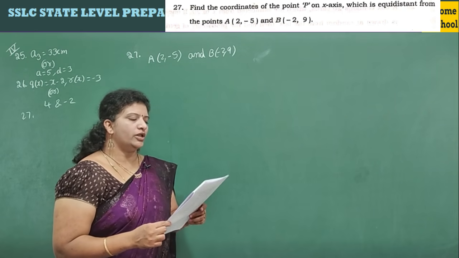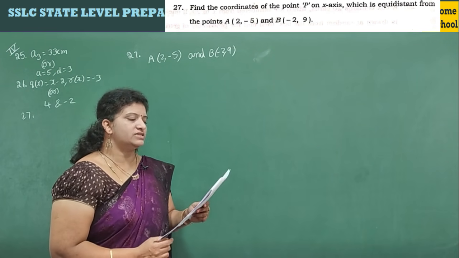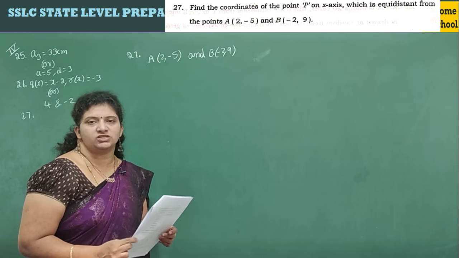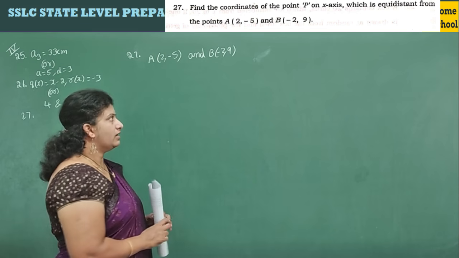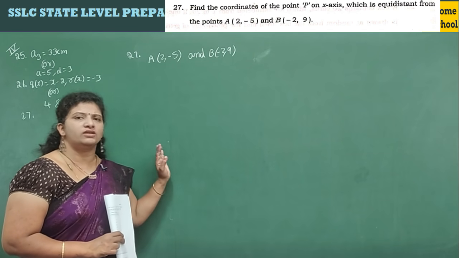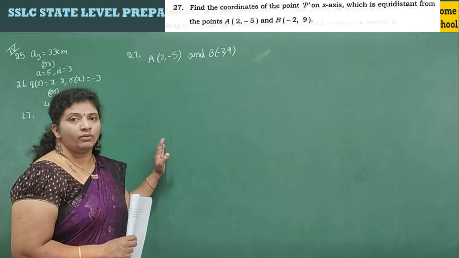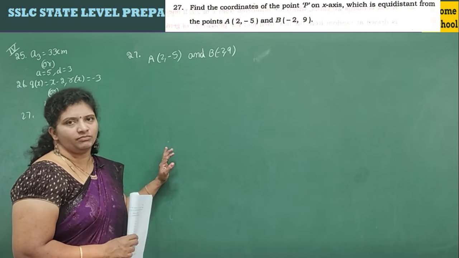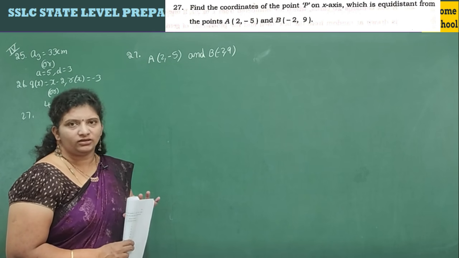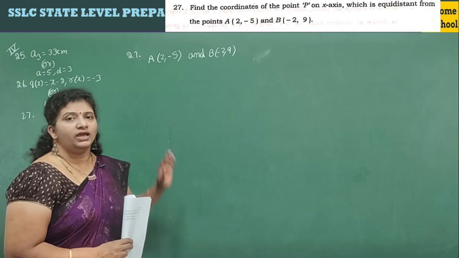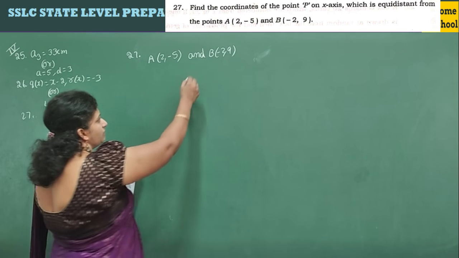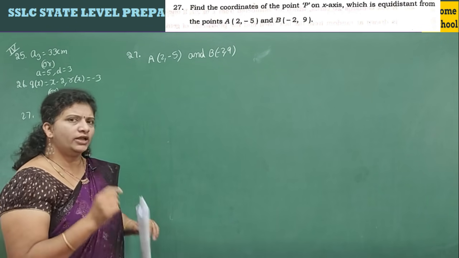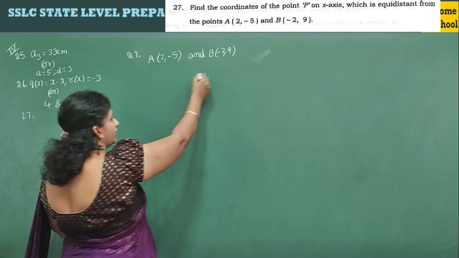27. Find the coordinate of the point P on x-axis which is equidistant from the points A 2, minus 5 and B minus 2, 9. See here in this problem most of the children will be confusing. Where there is a confusion here, there is equidistant set but they did not give you midpoint. Don't go with midpoint formula. Equidistance, that means a coordinate on x-axis. A coordinate on x-axis, what will be the coordinate?